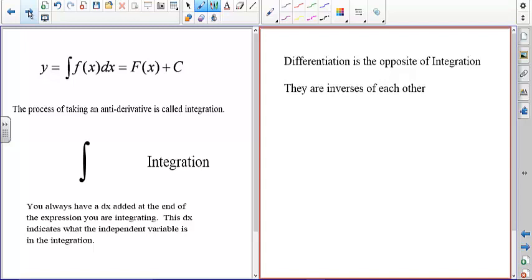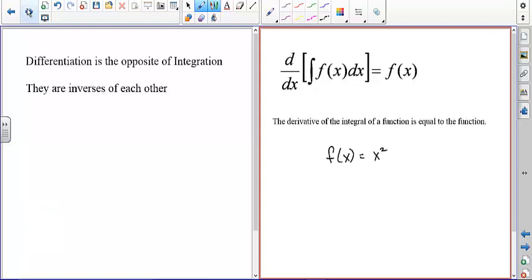The inverse of the sine is the inverse sine, or the arc sine. We'll talk more about that in chapter 5. Also, to show that mathematically, you can write out that the derivative with respect to x of the integral of f of x dx is the original function.